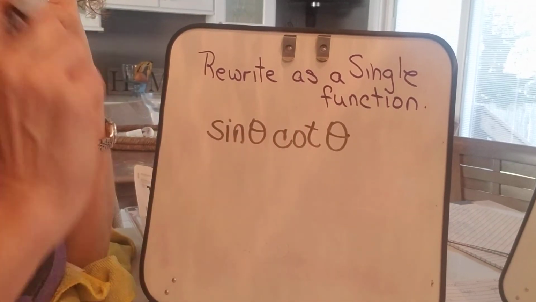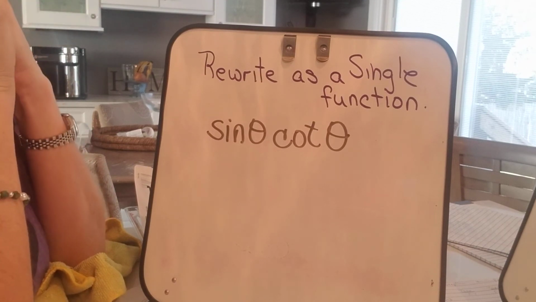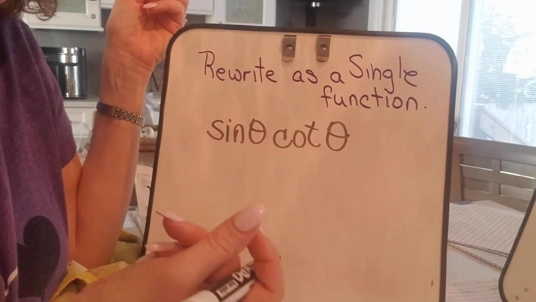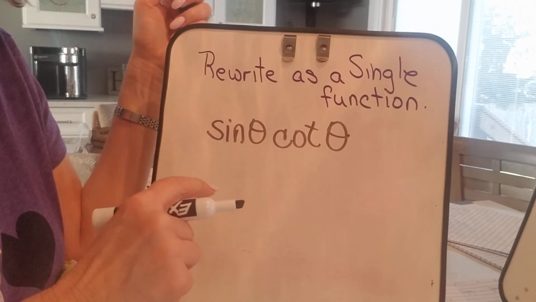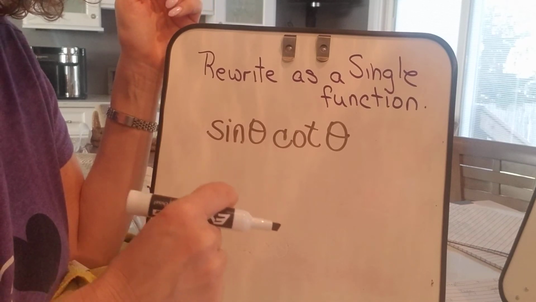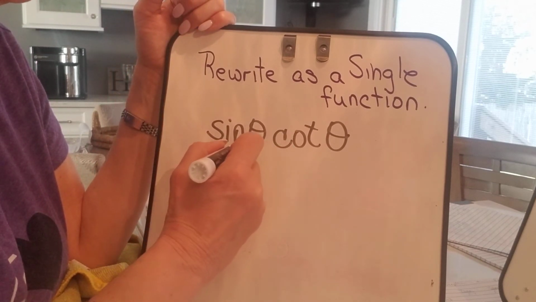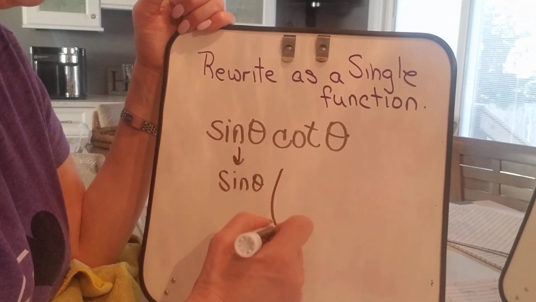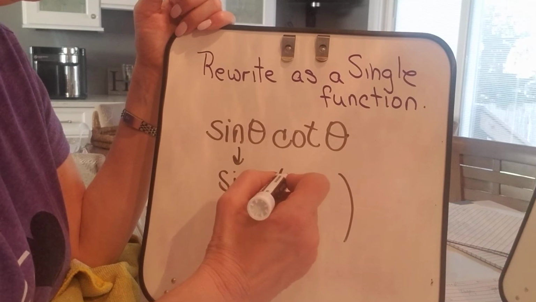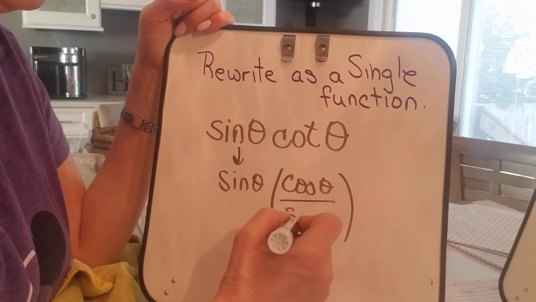Okay. Sine theta times cotangent theta. Sine is just sine; there's nothing you can do with it. Usually you don't change things back to reciprocals. You're trying to get everything in terms of sine and cosine. Cotangent, however, I'm going to change to cosine over sine, so I'll leave sine the way it is.